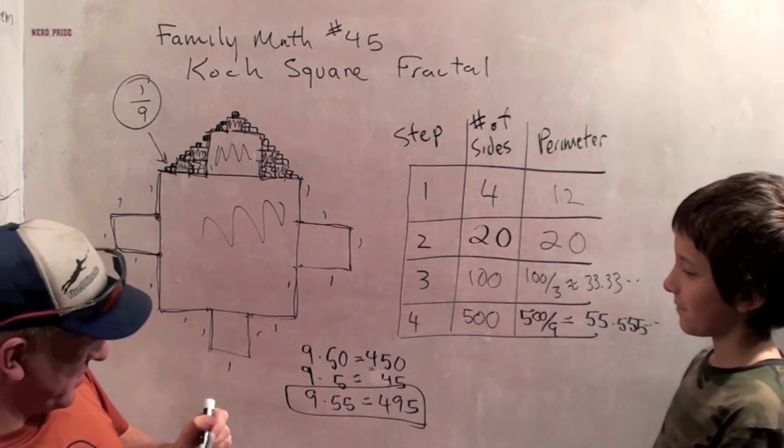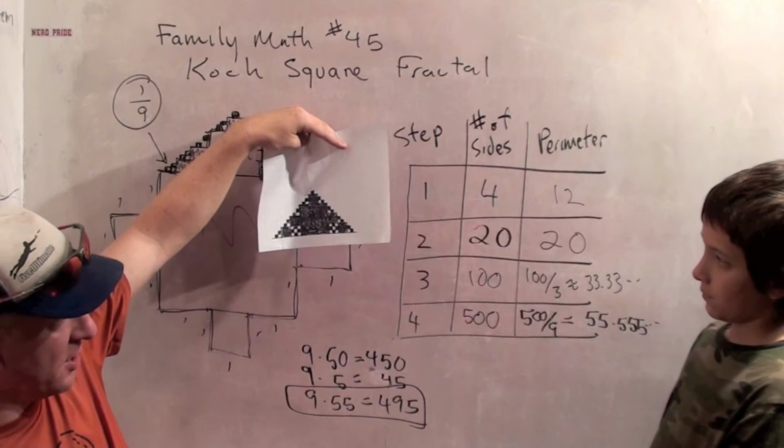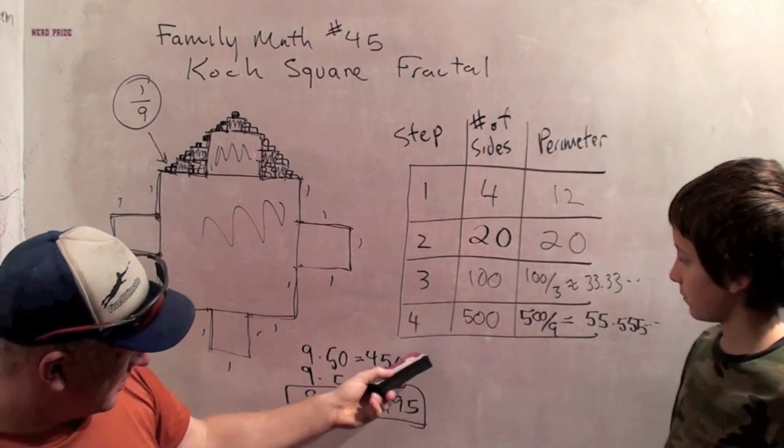And like I said, if you have graph paper at home, you can actually make this shape and color it in. And you can do as many iterations as you want, but after 4 iterations, it starts to get pretty hard to draw unless you have some really big graph paper. This is a cool project, and it makes a really neat fractal. And if you really want to, you can start computing the perimeters every time.